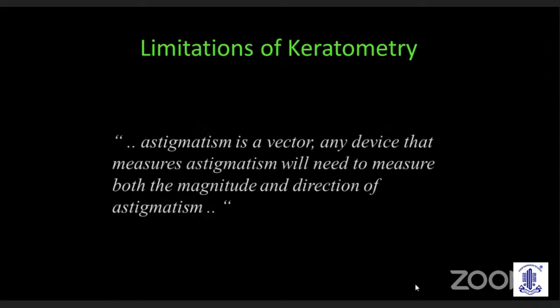Remember, astigmatism is a vector. Any device that measures astigmatism will need to measure both the magnitude and the direction of astigmatism. So in case there is an irregular astigmatism, the direction of astigmatism is not going to be right with a manual keratometer. Manual keratometers are very good for your magnitude, but always remeasure with another mechanism to get the direction of the astigmatism.